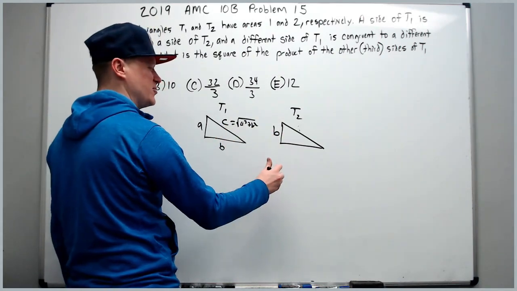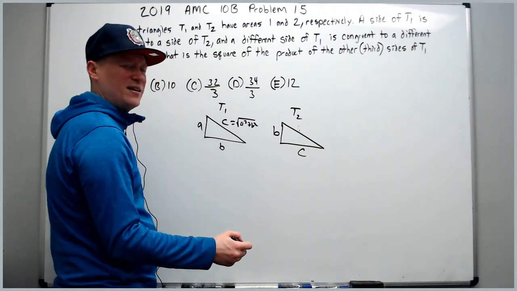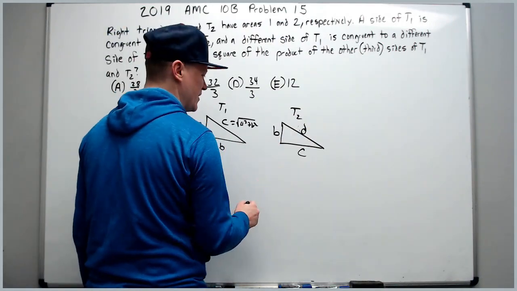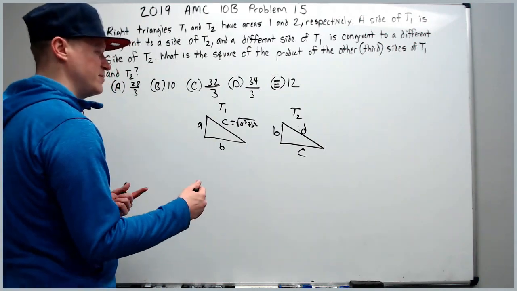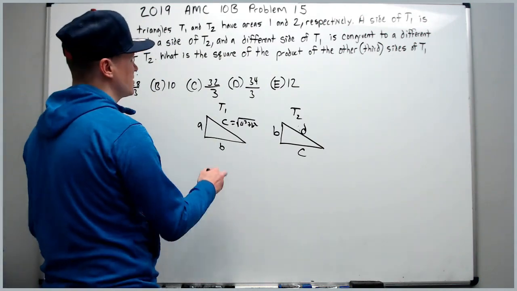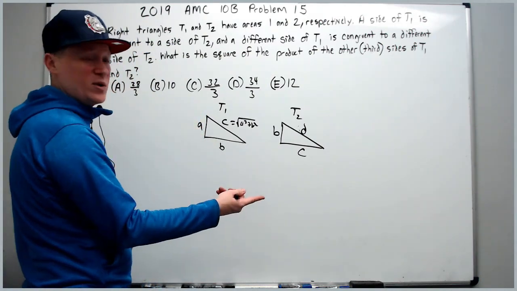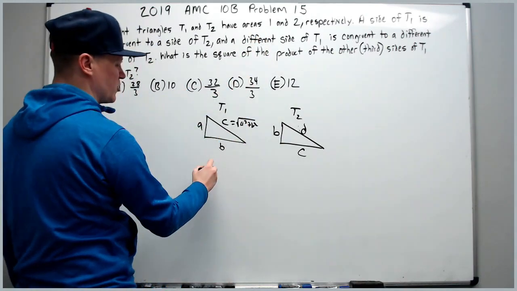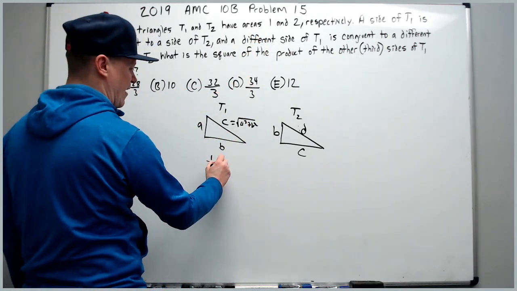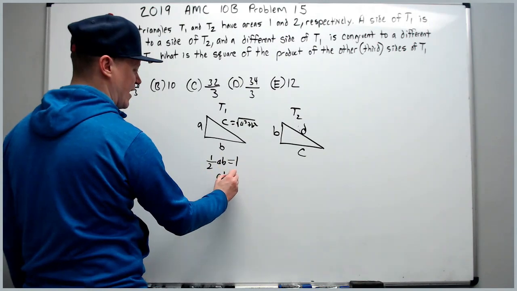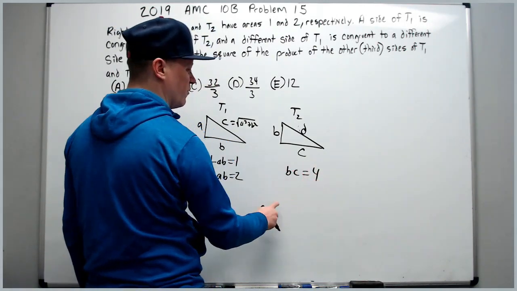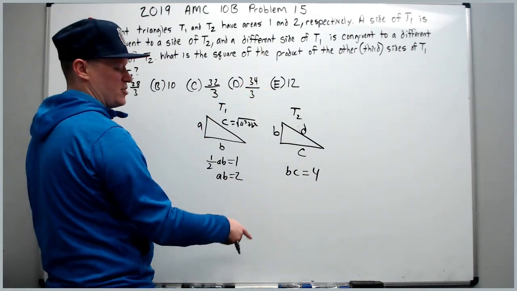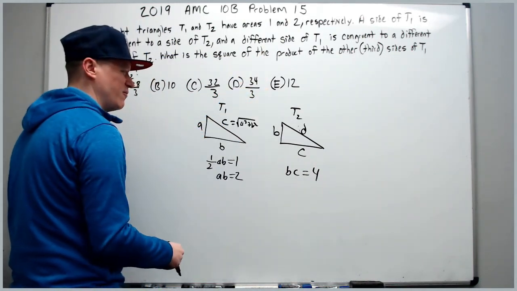C, the hypotenuse of T1, must be the longer leg of T2, and we'll call this D. Great, now we are set up. Now we can make some further calculations or pieces of information that we can generate. Since the areas are 1 and 2, it must mean that half AB is 1, which means AB equals 2. And furthermore, BC will equal 4 because half BC is 2.